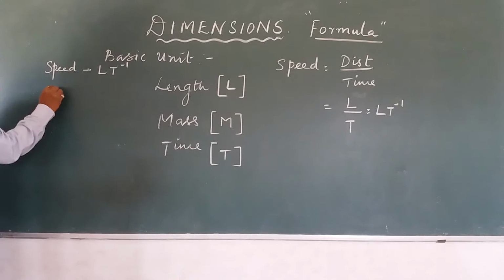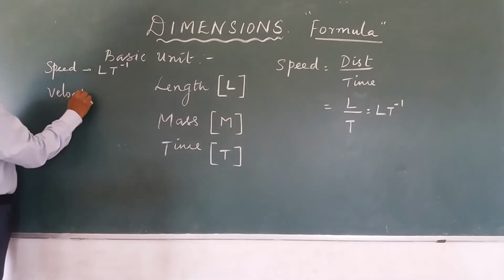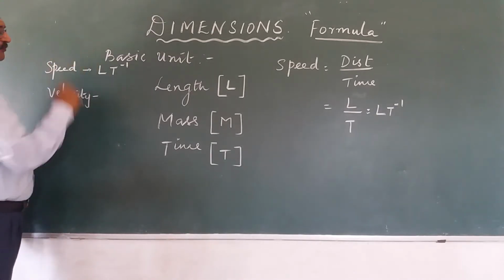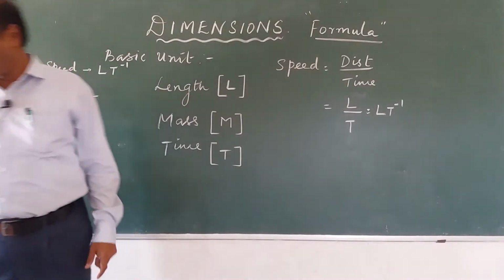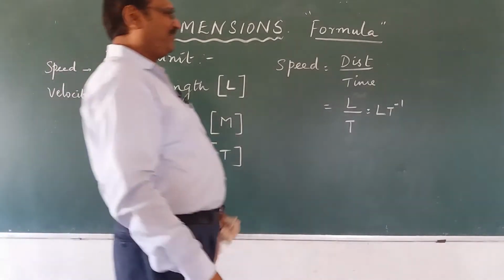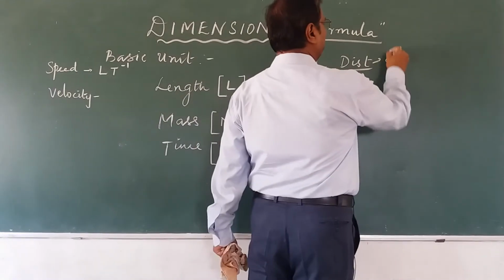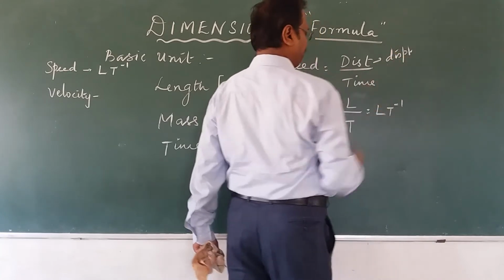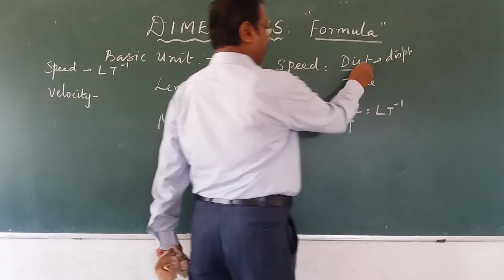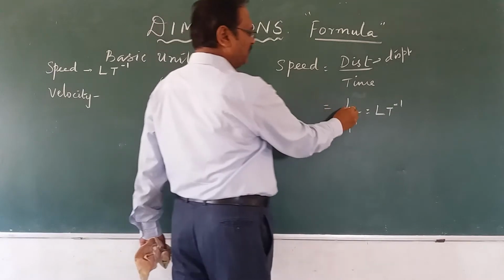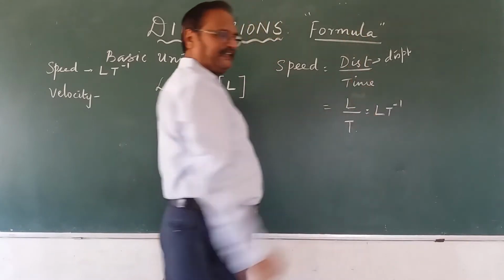Now what about velocity? What is the dimensional formula for velocity? Very simple. How do you define velocity? Velocity is, instead of distance, displacement upon time. Again, displacement or distance is nothing but length only, so L T power minus 1.